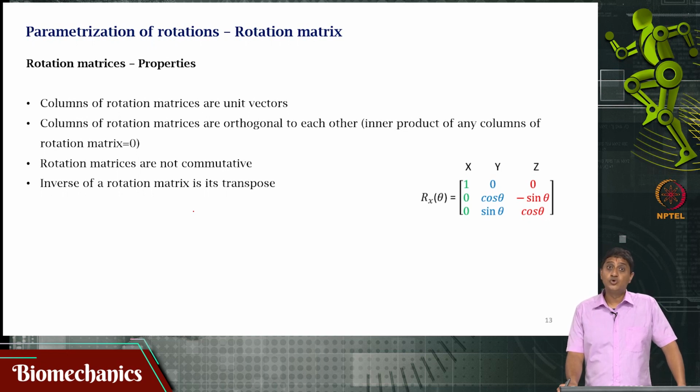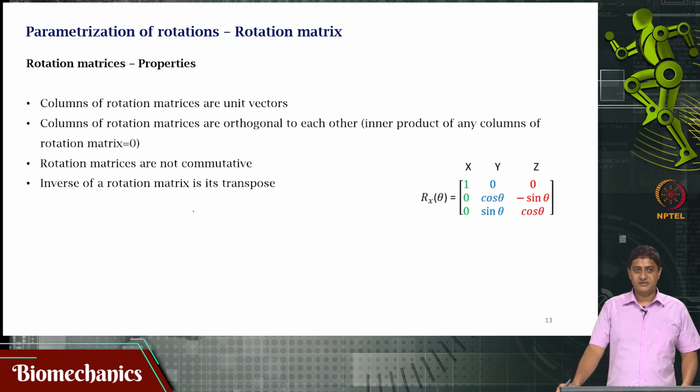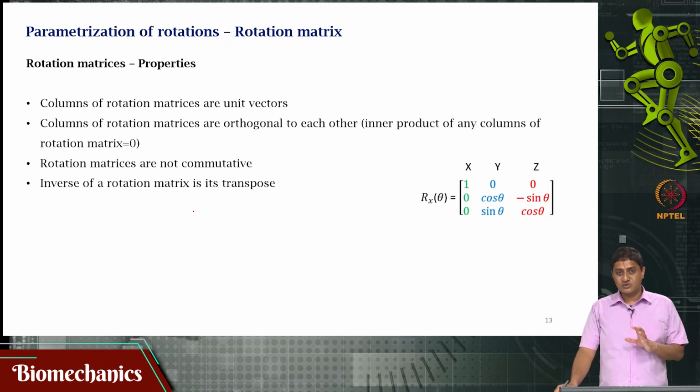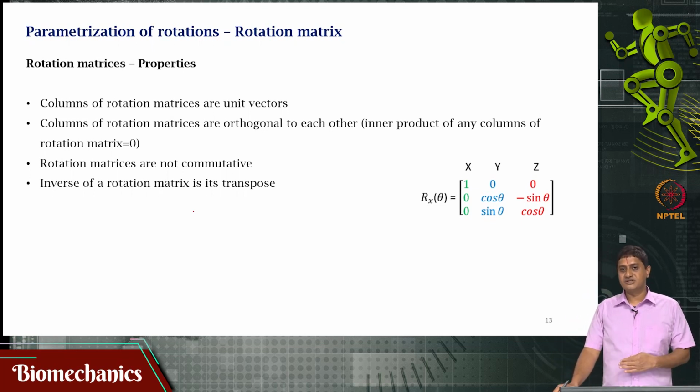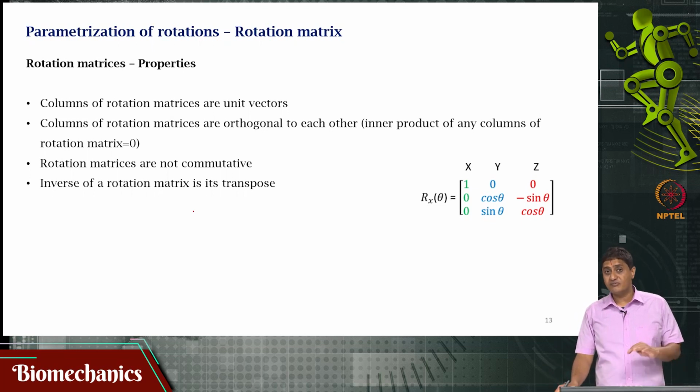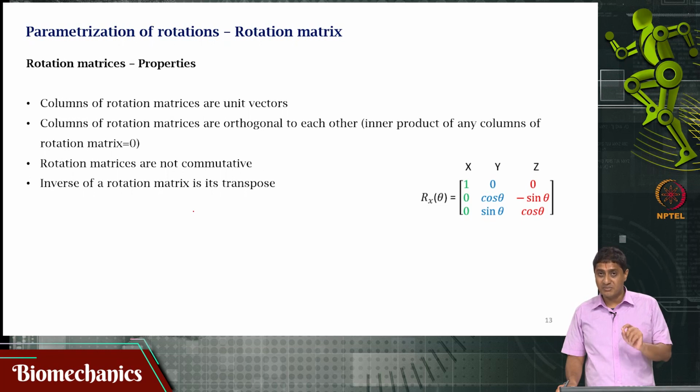So, these are unit vectors. Also, columns of the rotation matrix are orthogonal to each other, also something that we defined. Importantly, very importantly, rotation matrices are not commutative, that is, matrix multiplication depends a lot on the order of multiplication. This becomes crucial in some of our discussion in future. We will discuss this in much greater detail in future. So, the order of multiplication, the order of rotation matters.